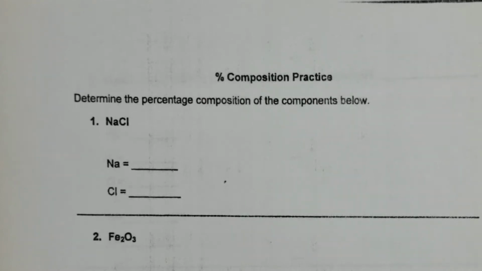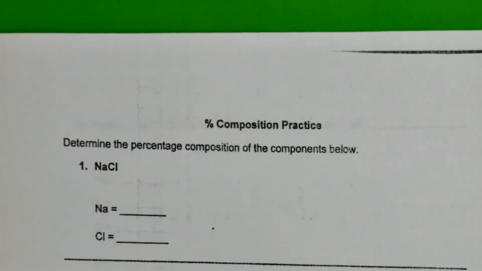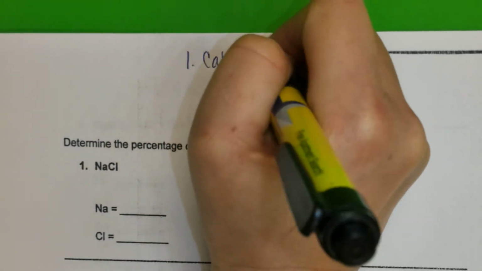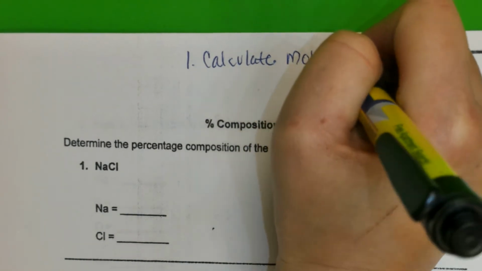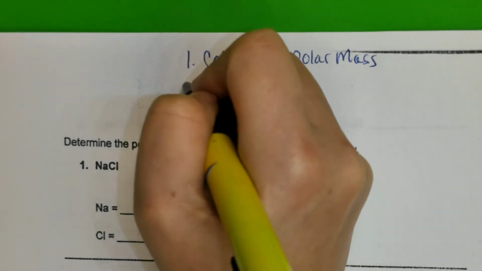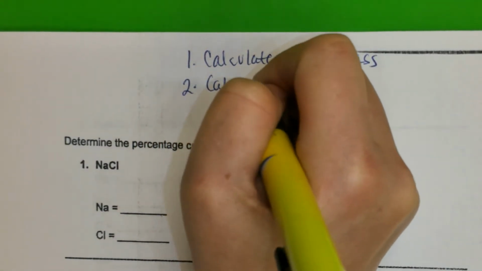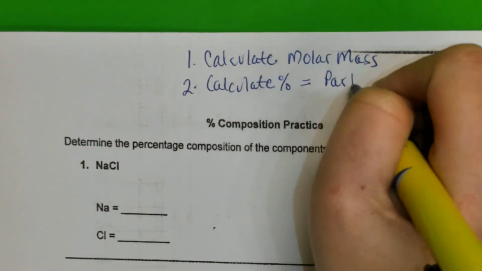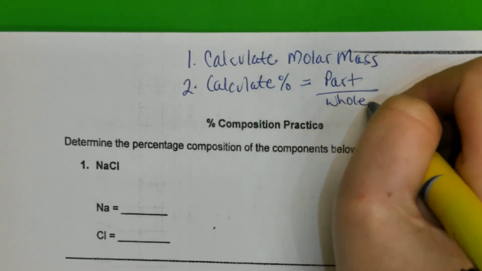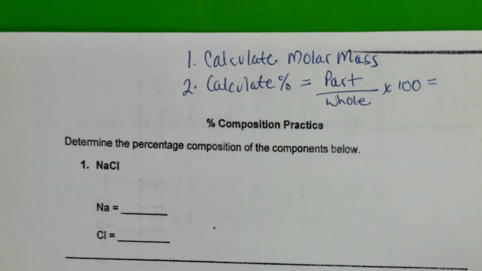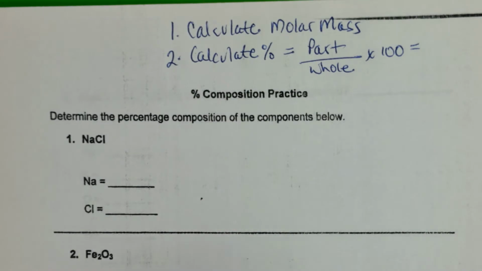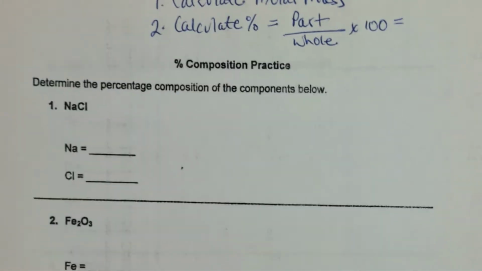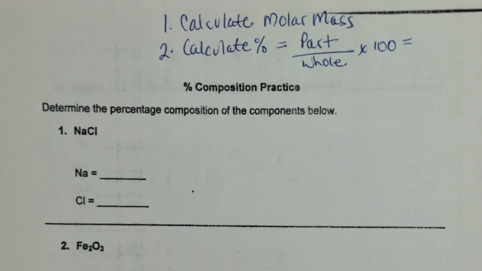Hey guys, okay, so today we're going to be doing percent composition. So the first step is going to be, you're going to calculate molar mass, okay? The second step, you're going to calculate the percentage, and the percentage is basically part divided by whole times 100, okay? So let me go ahead and explain. Again, this is a lot easier, okay? So just pay attention and it should be a piece of cake, okay?